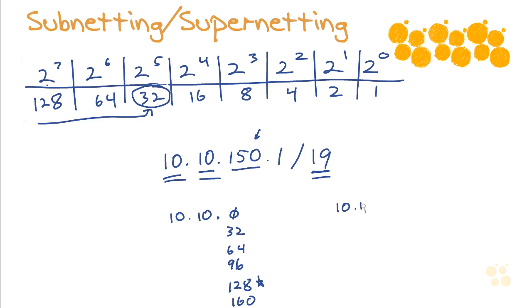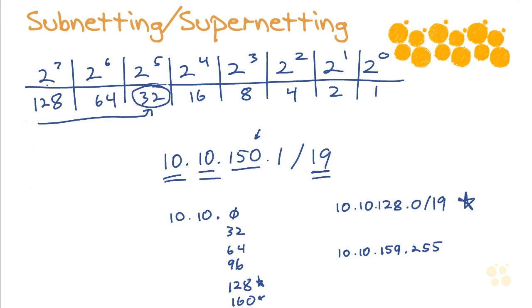That's 10.10.128.0/19. That's where we live. That's our subnet, baby. Now, what would the broadcast be? Well, the broadcast would be 10.10. We go up to as close as we can to 160, right? It would be 159.255.